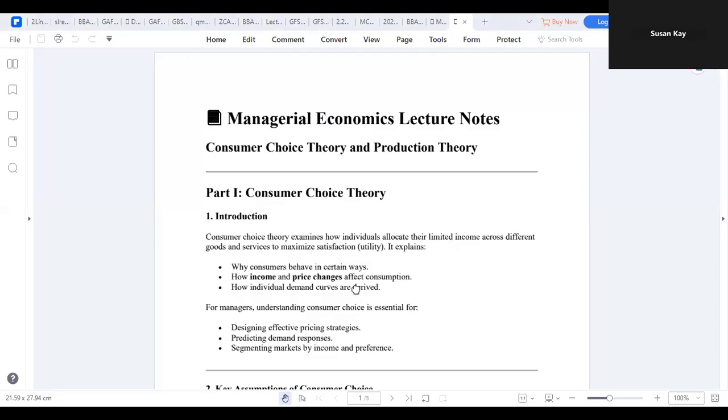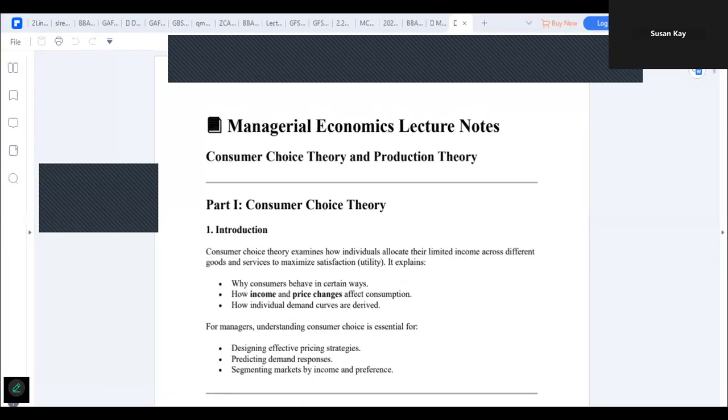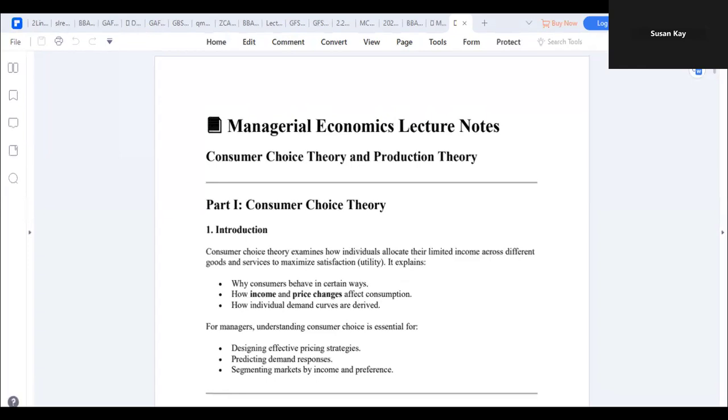Our session today, we'll look at production and consumer theory. Consumer theory basically looks at how individuals like you and me, within our limited income, are able to ration within the limited budget to consuming goods and services.